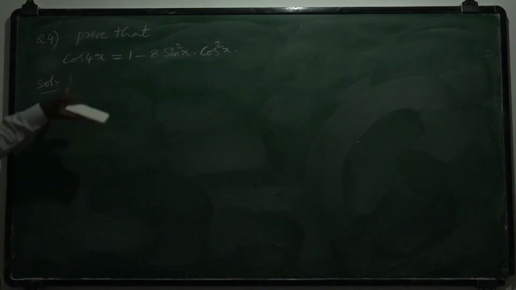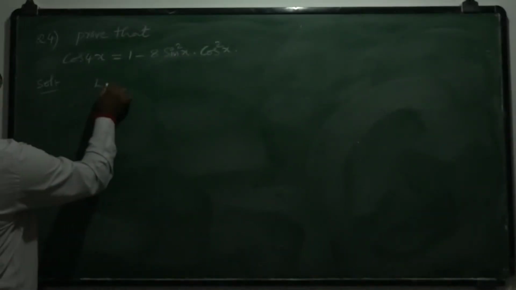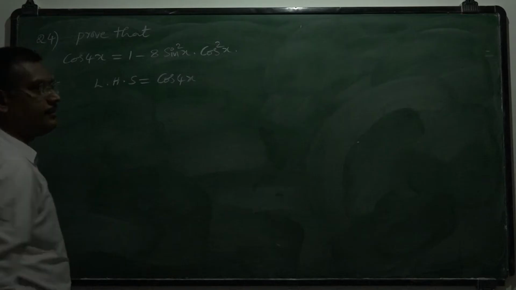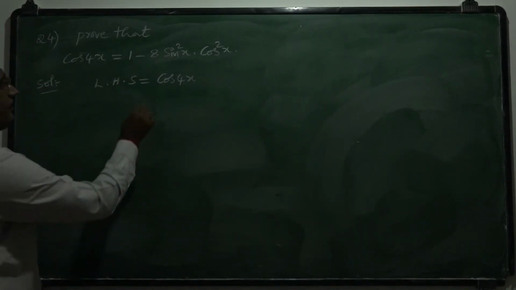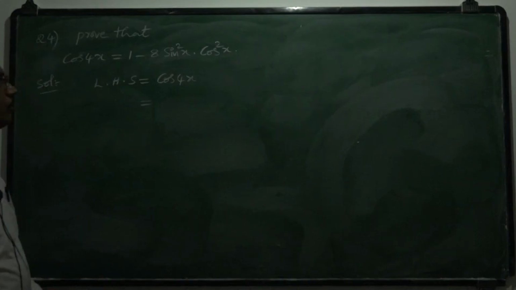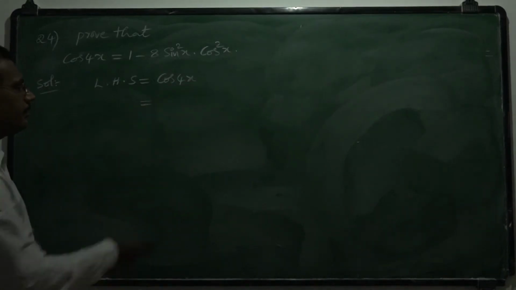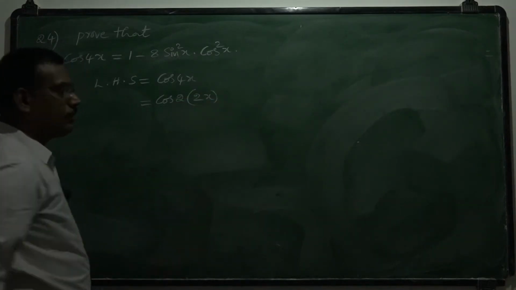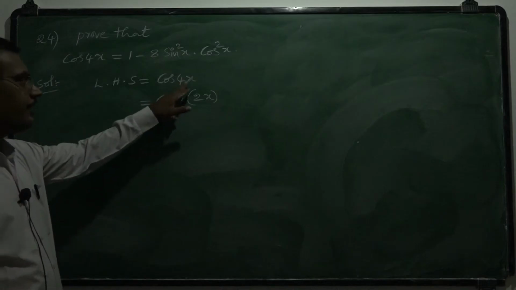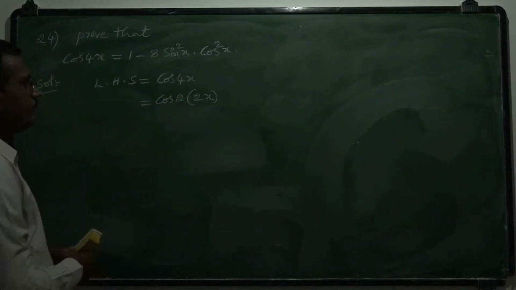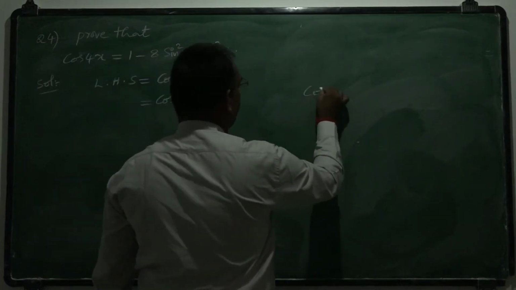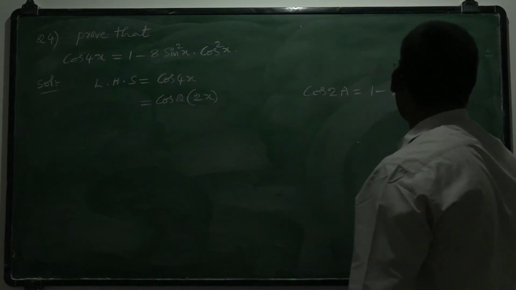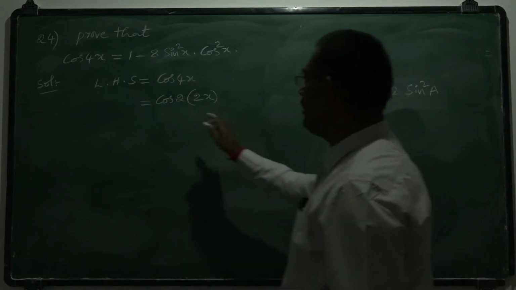So first consider the left hand side. Left hand side is equal to cos 4x. We prove that left hand side is equal to right hand side. I am going to write cos 4x in the form of cos 2 of 2x, so 4x can be written as 2 into 2x. We know the formula of cos 2a: cos 2a is equal to 1 minus 2 sin square a. So we use this formula here.